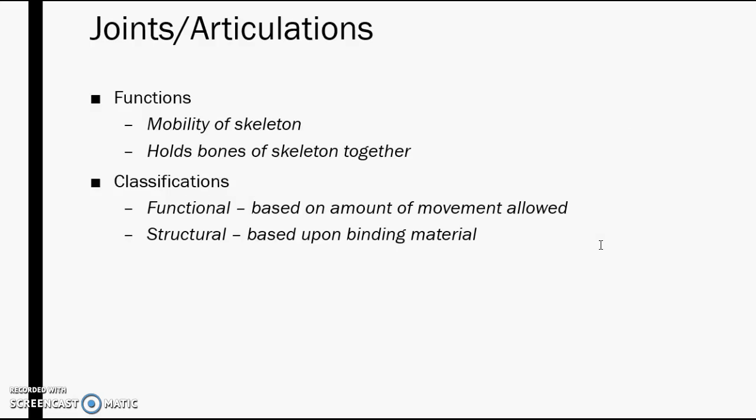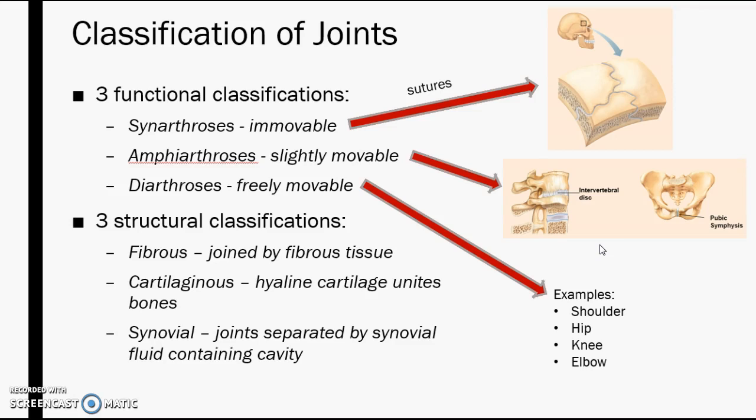And now we move into joints and articulations. So joints are basically places where two bones join together, and the articulation or joint provides our skeleton mobility. There are classifications, structural and functional, and each of those is based upon a couple of things. Functional will be based upon what kind of movement we see in that joint, and structural based upon the kind of binding material. In this diagram you see some examples. If we were to classify joints functionally, basically how much they move, we would see that synarthroses are immovable, like the sutures.